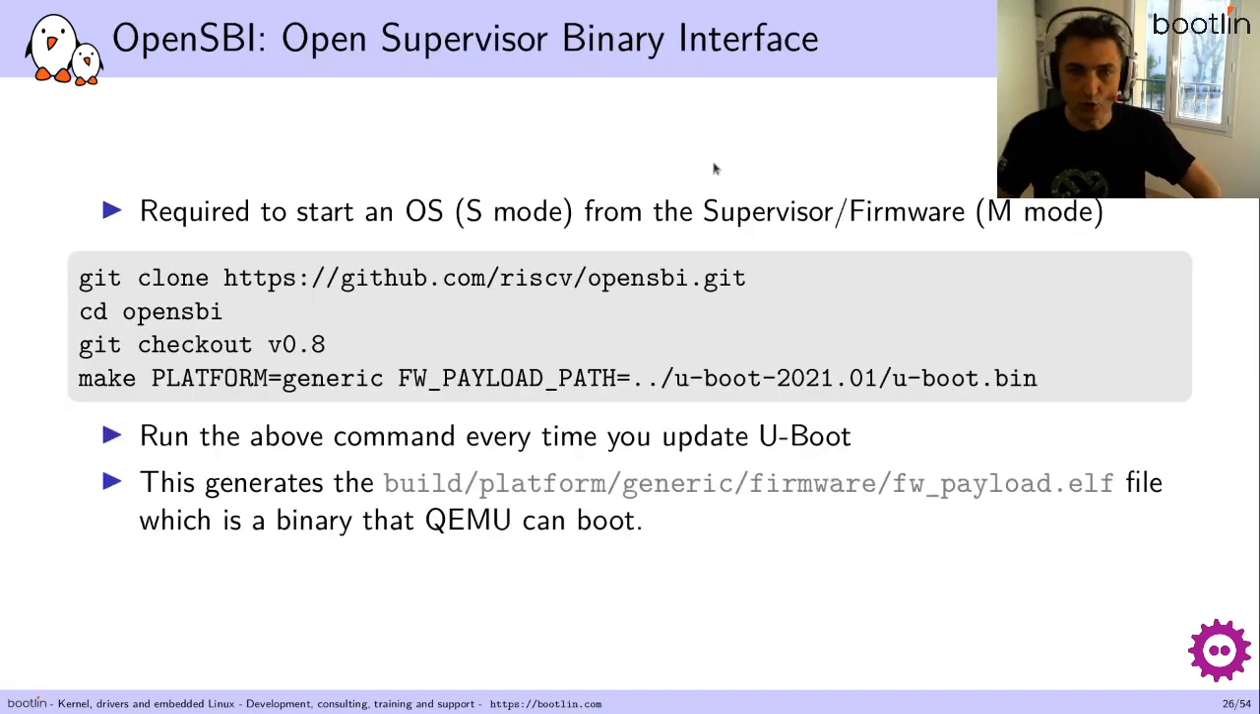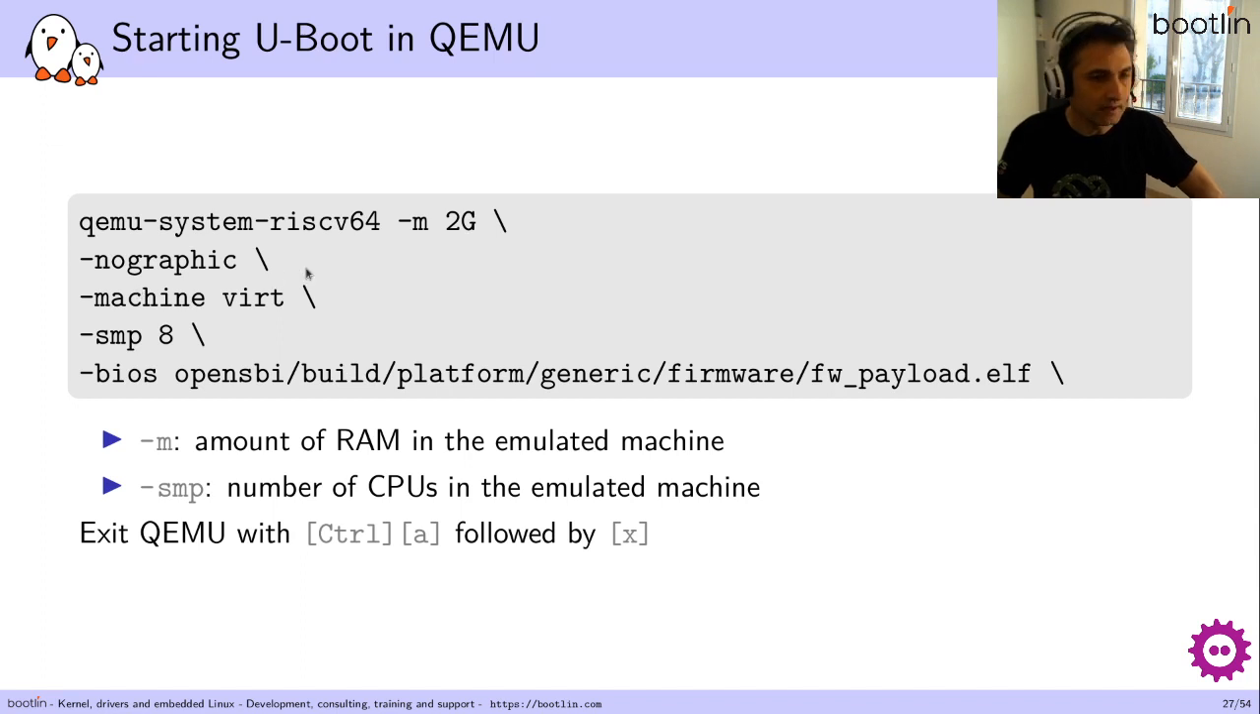Now let's build the firmware that will be used to start U-boot. So we'll use OpenSBI, Open Supervisor Binary Interface. That's a program that allows to switch from M mode to supervisor mode. That's what U-boot runs with. So we clone the project, we compile it this way, and we produce a firmware payload.elf file that's containing U-boot. So we'll have to run this make command every time there's an update to your U-boot. And then there's the command to start QEMU and start your U-boot.